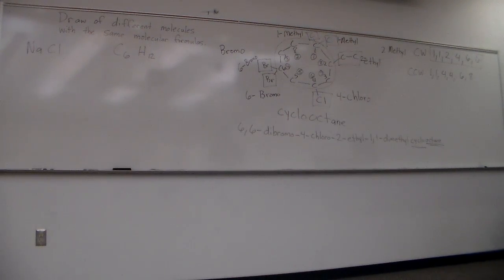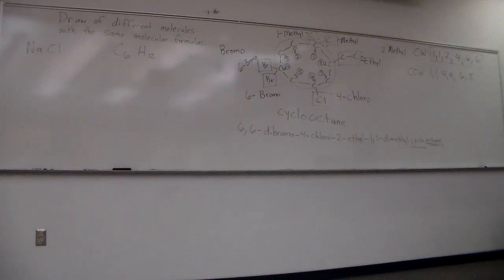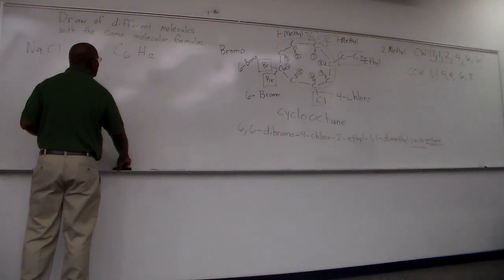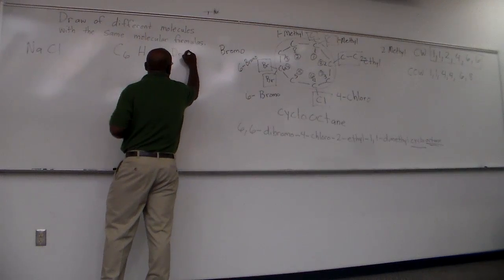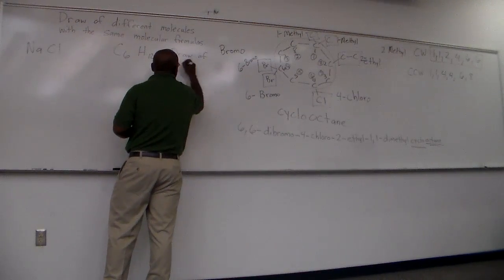And you're probably saying, what are you talking about? For the formula C6H12, all of them have the same molecular formula, but you're going to have different atom connections. When you got something to be the same, you can use the word iso. We're talking about drawing different isomers.